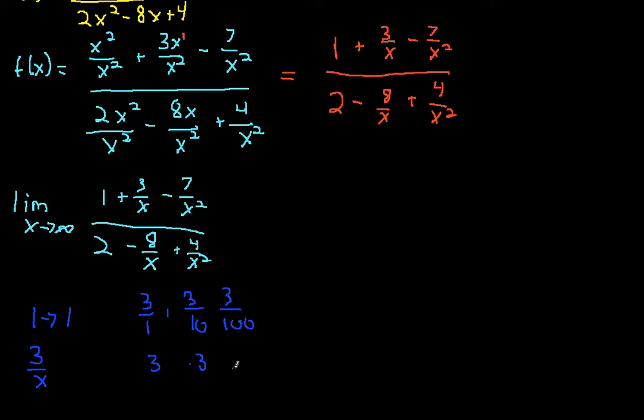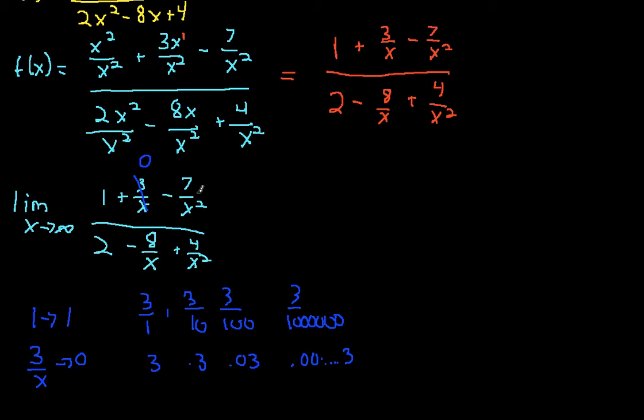3 over 100 would be 0.03. 3 over a bunch of zeros would be point, and so on, 3. What we can see is our number is getting smaller and smaller the closer and closer we get to infinity. In fact, we could say that that number is approaching 0. As the denominator gets larger and larger, you're dividing by a bigger and bigger number, that 3 becomes more and more insignificant. So this whole term just approaches 0 as x approaches infinity. So that's going to approach 0.